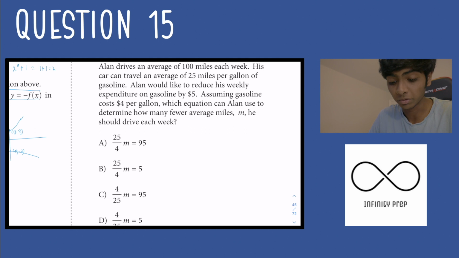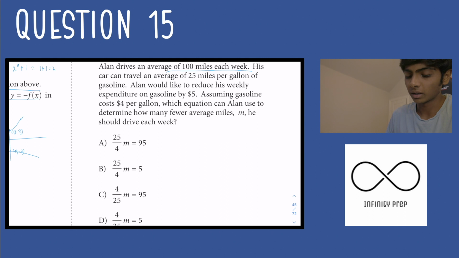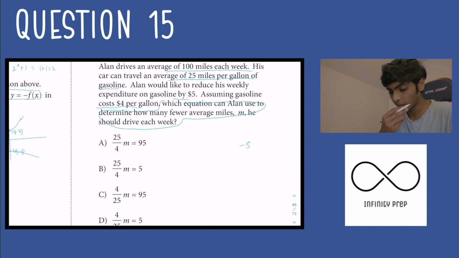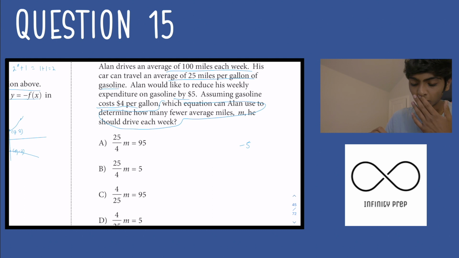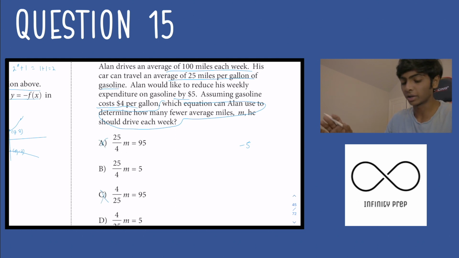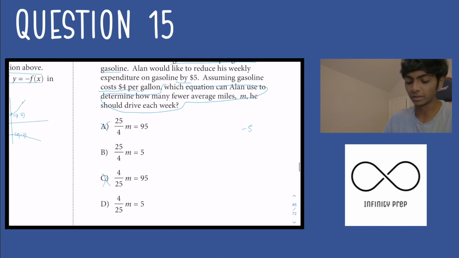Okay, so now let's go on to number 15. So number 15 states that Alan drives an average of 100 miles each week. His car can travel an average of 25 miles per gallon of gasoline. Alan would like to reduce his weekly expenditure on gasoline by $5. So minus 5. And assuming gasoline costs $4 per gallon, which equation can Alan use to determine how many fewer miles M he should drive each week? Okay, so we're trying to find out what times M is going to equal to $5. So we know that it can't be C or A because they both equal 95, and that's wrong. So it's either B or D.